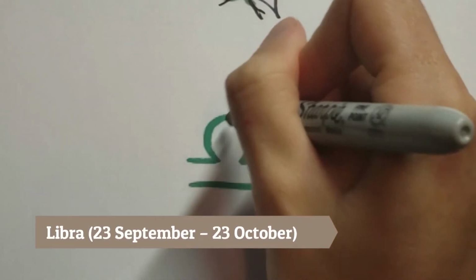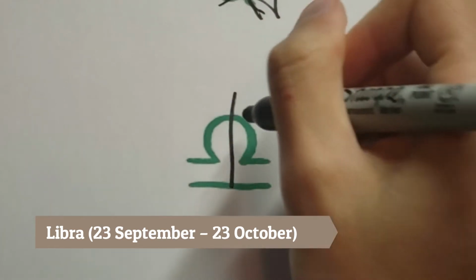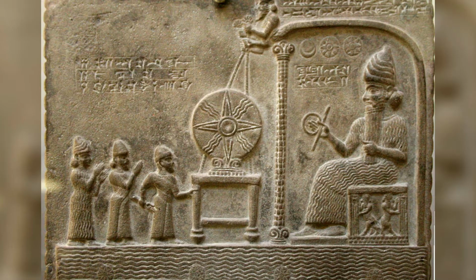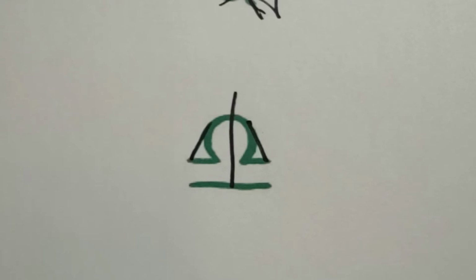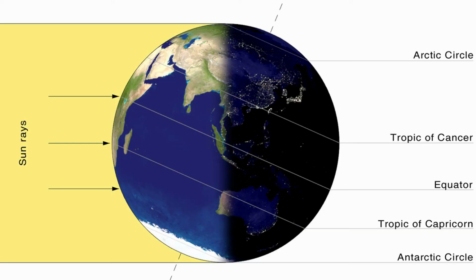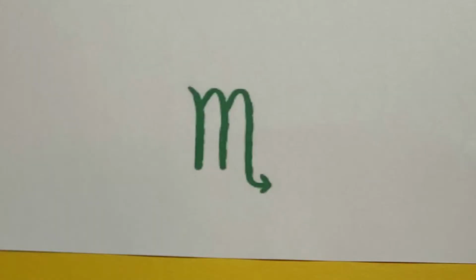Libra are the weighing scales. In Babylonian mythology, the scales were sacred to the sun god Shamash, who was also the patron of truth and justice. The symbol represents balance, with the sun entering this part of the sky in September. And in that time, the days and nights are equal. They are in perfect balance.